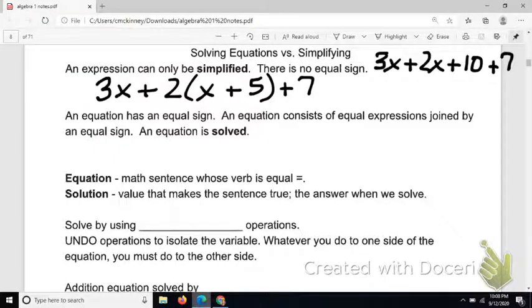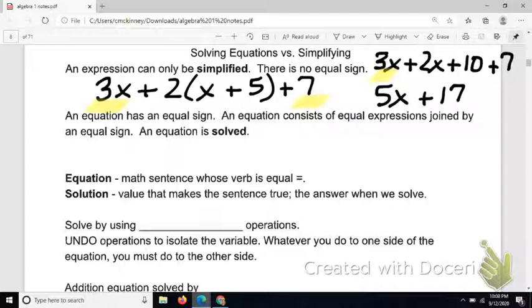And then notice the 3x and the 7. That didn't change in that step. And then now combine like terms. The 5x plus 17. And that was as far as we could go. It was an expression. It was not an equation.